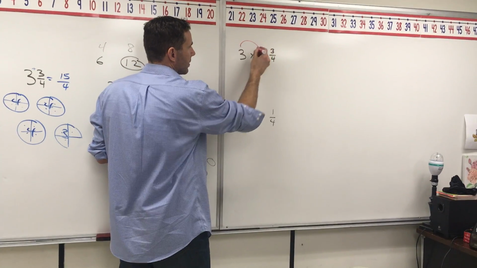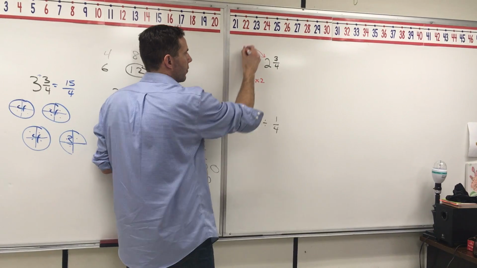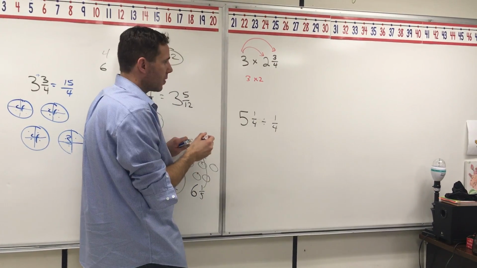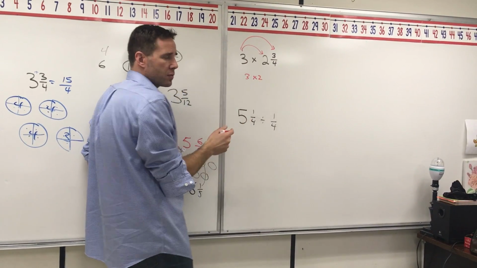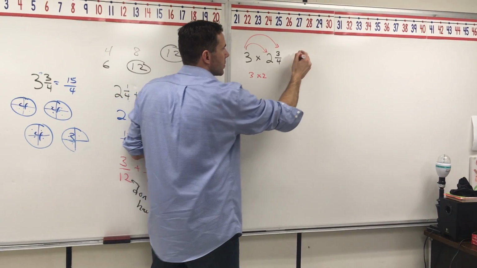You're going to say 3 times 2 and 3 times 3/4. Well, 3 times 2 is 3 groups of 2, because this is 3 groups of 2 and 3/4.